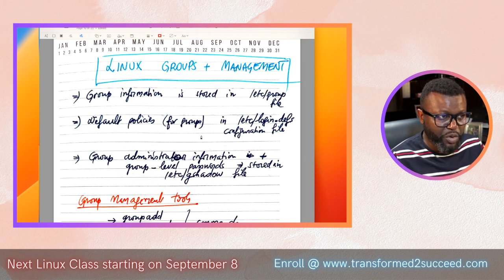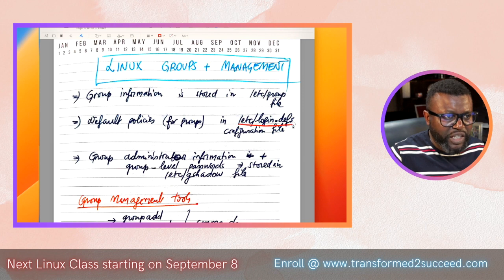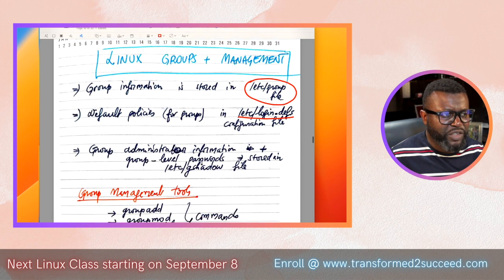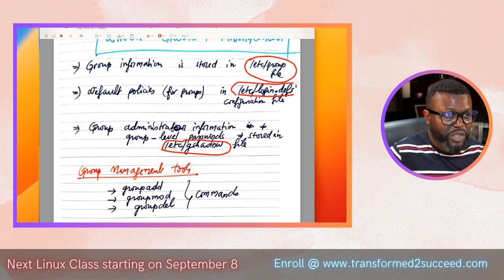When it comes to policies for groups, you find all of those in the /etc/login.defs configuration file. But everything about groups is stored in /etc/group. Group administration, administrator information, plus group-level passwords are stored here. So these are the files that you pay attention to every time you're dealing with groups.